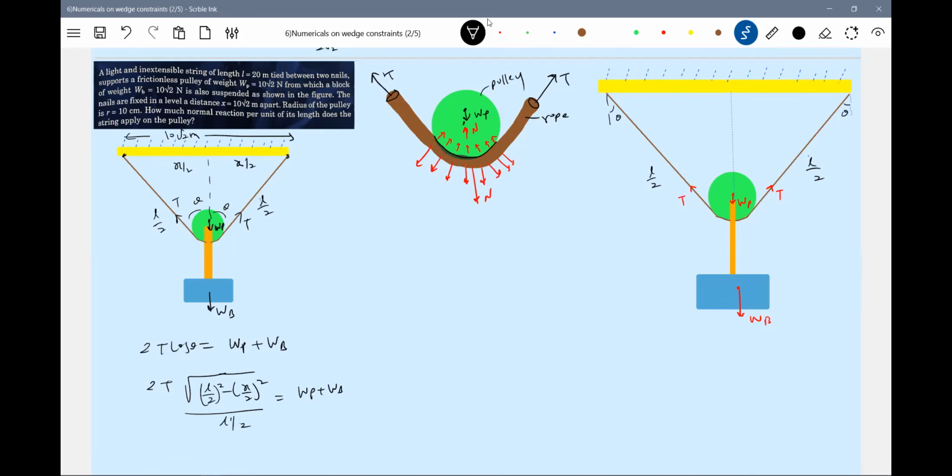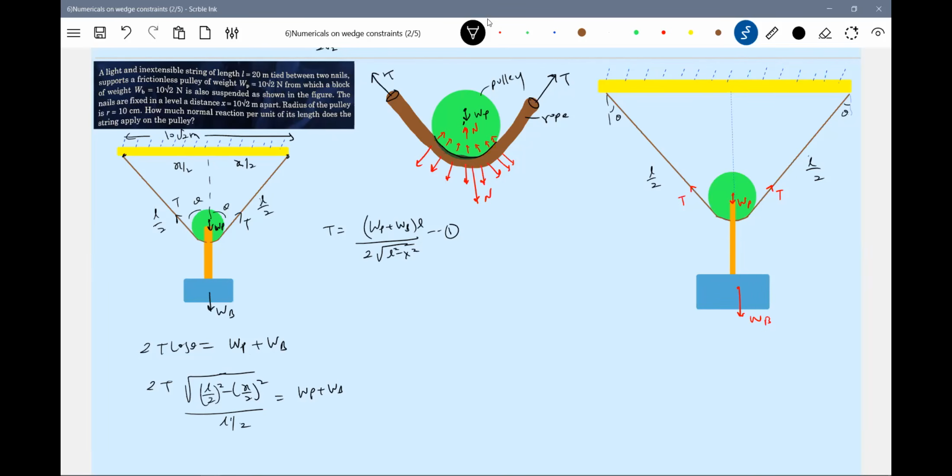So the expression for tension will be equal to, I think, 4 will come outside, 2 get cancelled. So this will be 2 times weight of the pulley plus weight of the block, times length by 2 root of L square minus x square. This is a primary equation. We'll keep it. Okay, I think 90% of the problem is over.